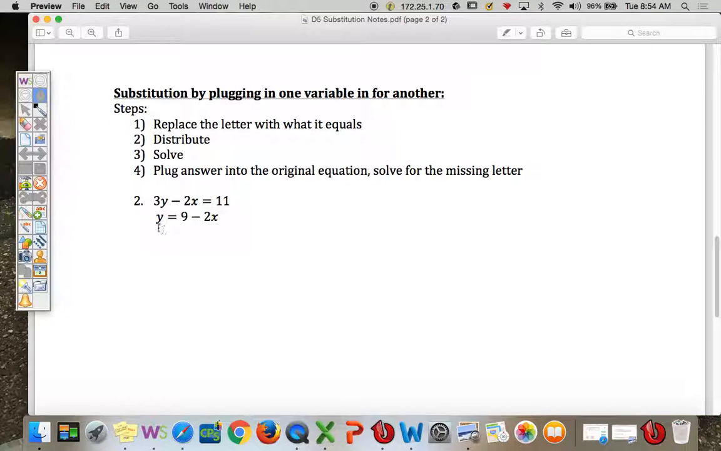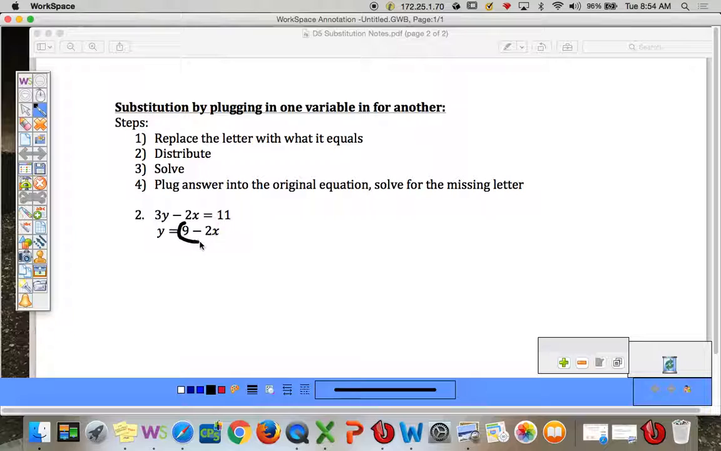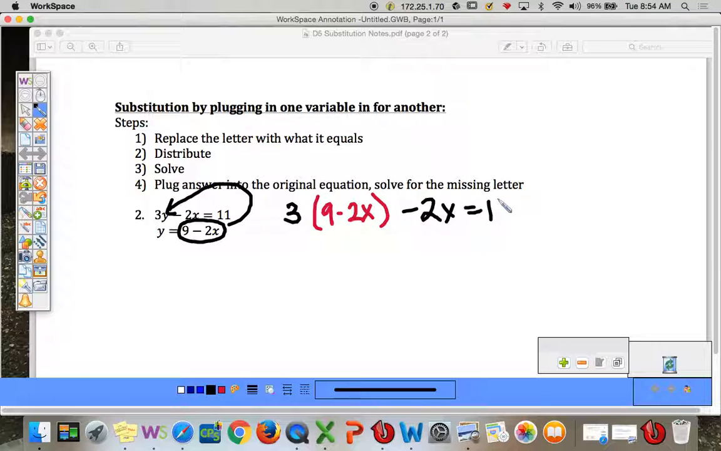So there's another type of substitution, and that is when either x or y is by itself. So if you take a look at number 2, y is by itself. Both y's are not by itself, but one y is by itself, and so we're going to use substitution. Since y equals 9 minus 2x, we're going to plug that in for this y here. We're going to completely replace y with 9 minus 2x. So here's what it looks like, 3, and then we'll substitute in 9 minus 2x, and then write the rest of our equation. So we have minus 2x equals 11. Now we have one equation with one variable, and we can solve.